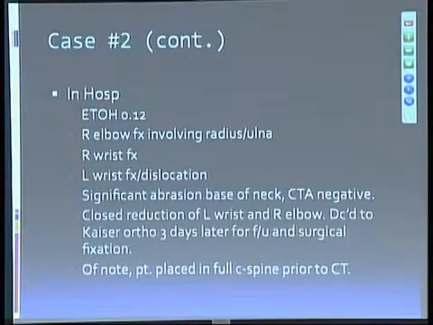Right elbow fracture involving radius and ulna, right wrist fracture, left wrist fracture dislocation, significant abrasion at the base of the neck. CTA was negative. He had a closed reduction of the left wrist and the right elbow because of the dislocations. You get those things fixed quickly, and then ultimately was discharged to Kaiser, having been put on full C-spine precautions prior to CT.